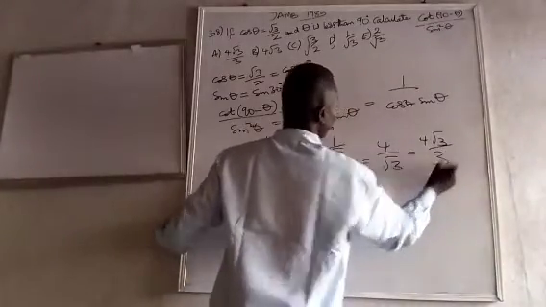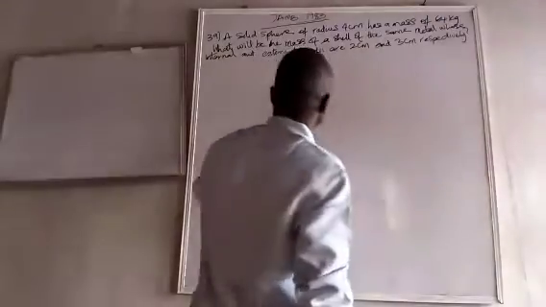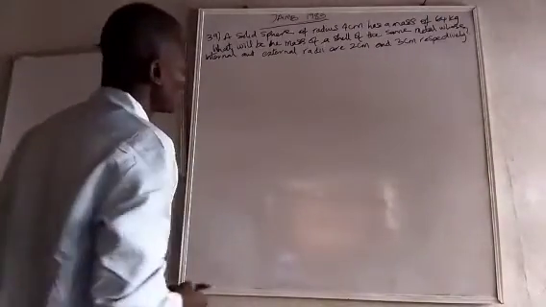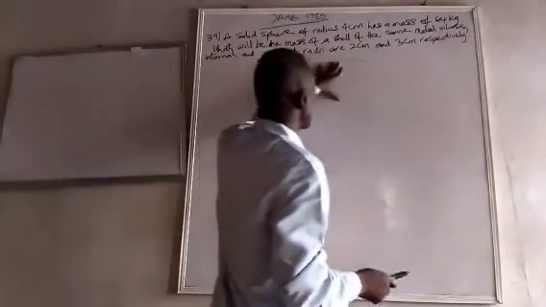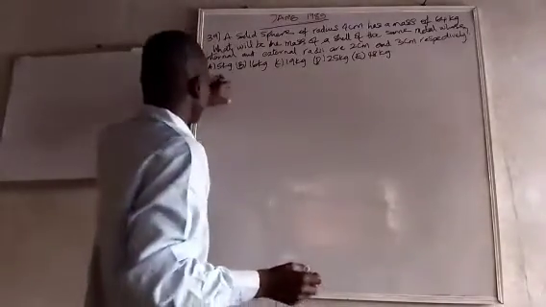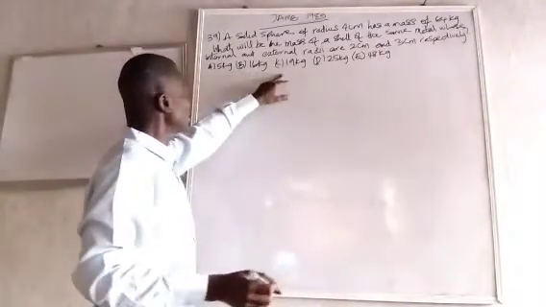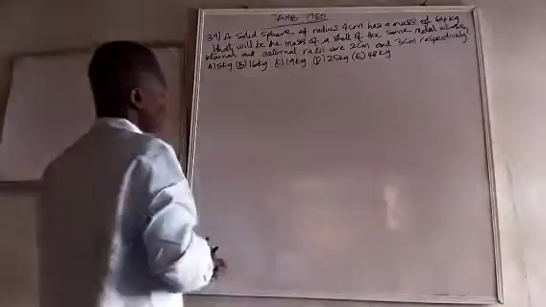over 3. A solid sphere of radius 4 cm has a mass of 64 kg. Find the mass of a shell of the same metal whose internal and external radii are 2 cm and 3 cm respectively. The options are A 5 kg, B 16 kg, C 19 kg, D 25 kg, E 48 kg. Let's look at the first one.